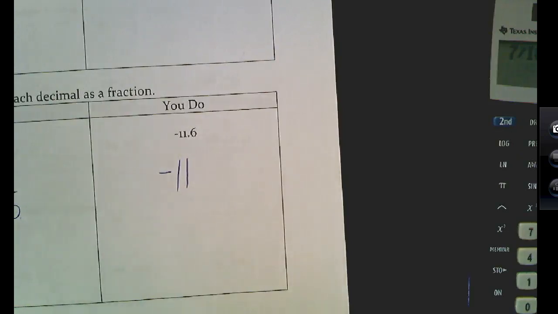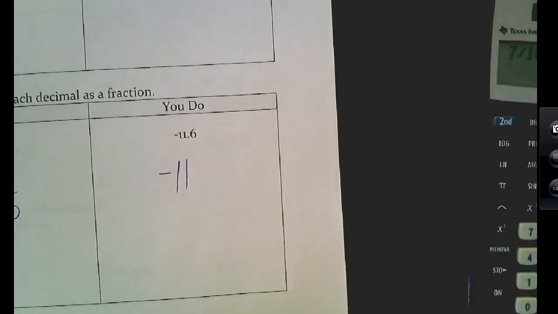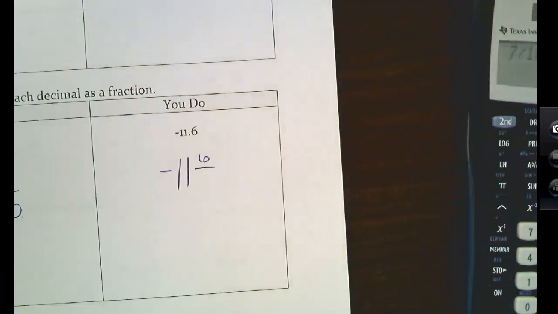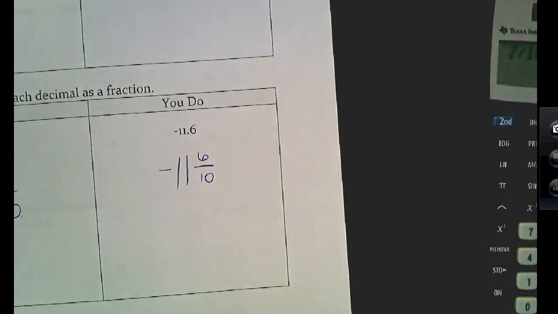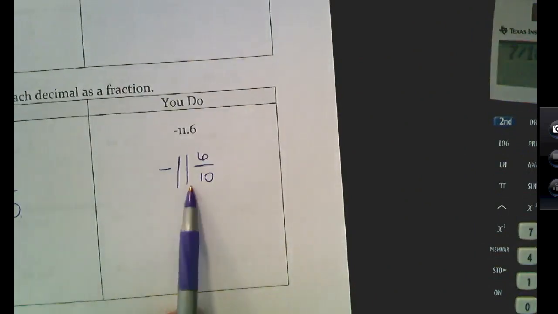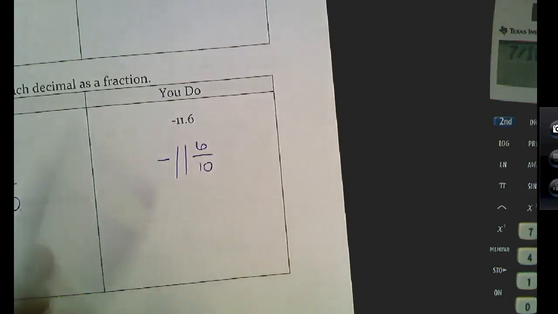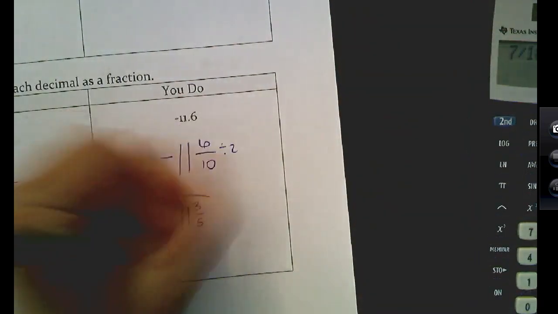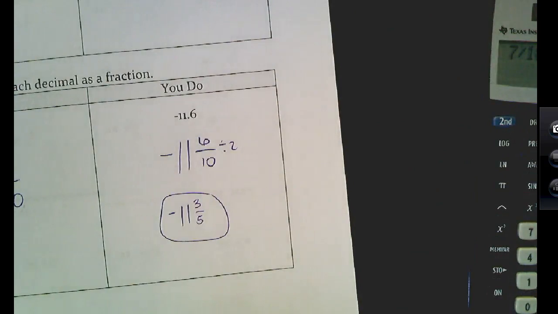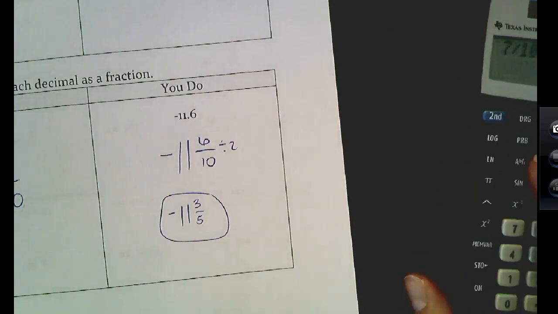And means now we're about to write a fraction. 6/10 would be 6 out of 10. Negative 11 and 6/10. Now this one we can actually simplify. What can 6 and 10 both get divided by? 2. So it's negative 11 and 3/5. Very good. Yep. Go ahead. Yes, very good. You just didn't have the negative on there? Yes, that's a great way to check it.